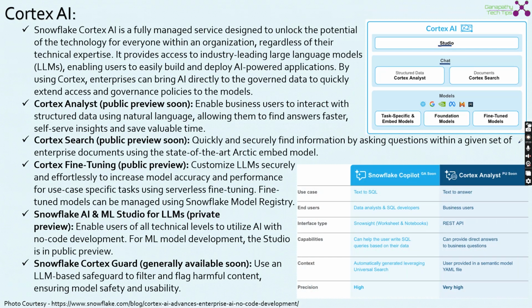This is another interesting diagram from Snowflake showing where the Snowflake Copilot is useful and where the Cortex Analyst is useful. Most of the time these two things sound synonymous to each other, but if you see, for text to SQL, use Copilot. If you want to extract the text to answer, then you can use Cortex Analyst. Similarly, it goes on. Please go through this for better understanding.